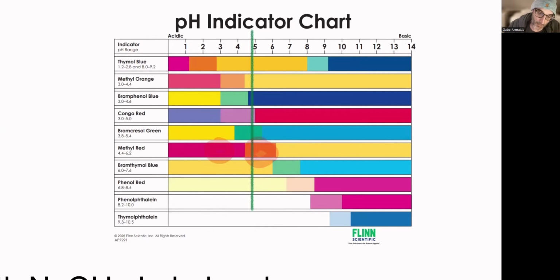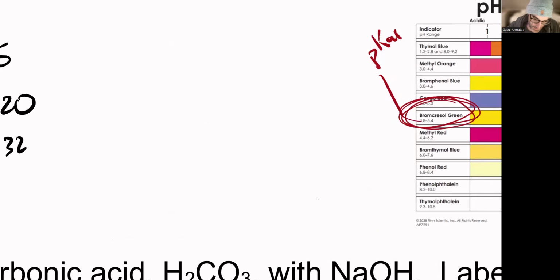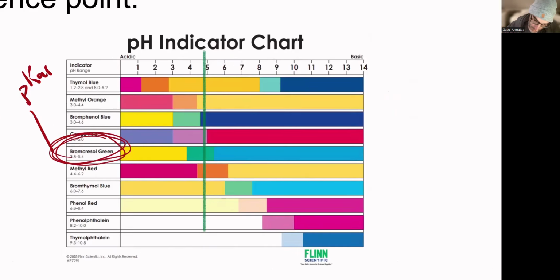Our eyes are probably significantly better at picking up the change from yellow to emerald than they would be picking up red to orange. So I'm going to go with bromocresol green for that pKa1 value. That makes the most sense because that's going to be probably much more visible for us. And then the other one I said was between 9.5 and 10, I think, right? So we're going to go like here-ish.